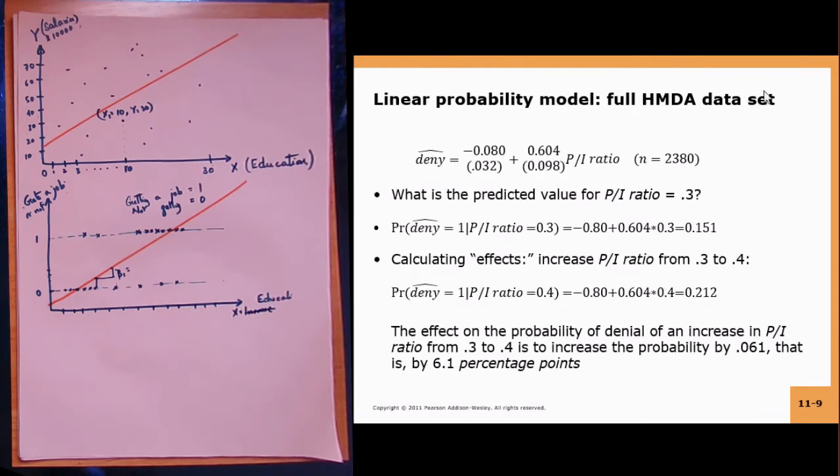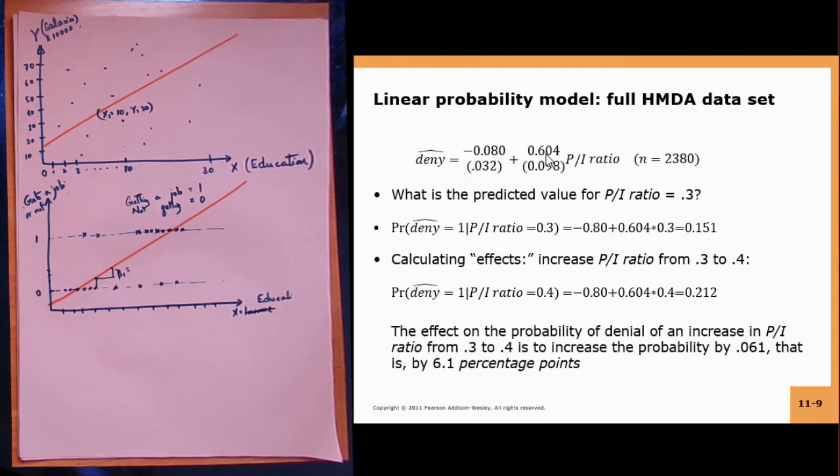So when you estimate this for the full HMDA data set, you get deny hat, that is your dependent variable. You are trying to look at the probability that your mortgage application will be denied. That is equal to minus 0.080, this is your intercept, plus 0.604 PI ratio, and these are your standard errors, 0.032 and 0.098. This is for a total of 2,380 data points. So now, as you can imagine, this does not directly tell you that if the PI ratio goes up by 1, deny hat goes up by 0.604.